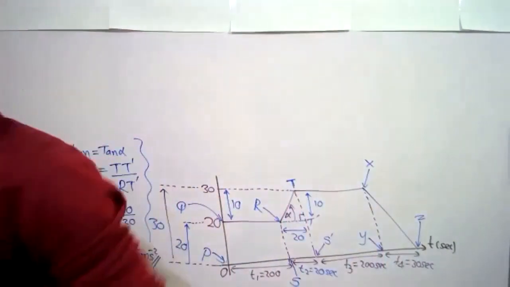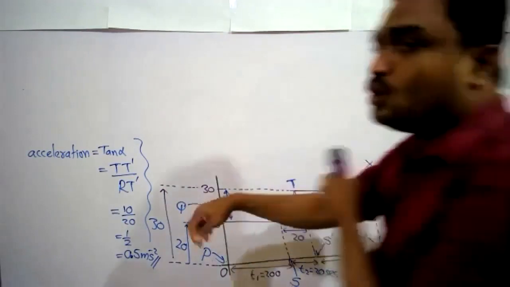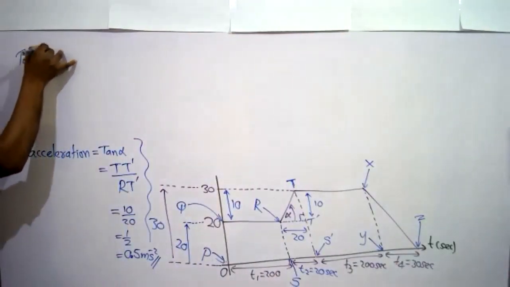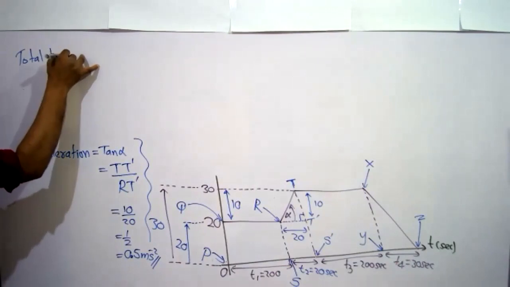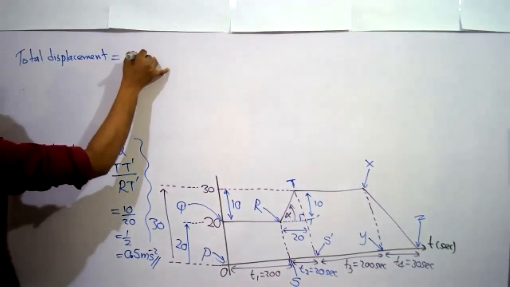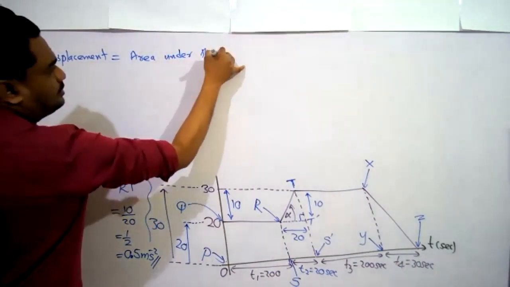Right, look at the board here. So, total displacement. Total displacement is the area under the graph.